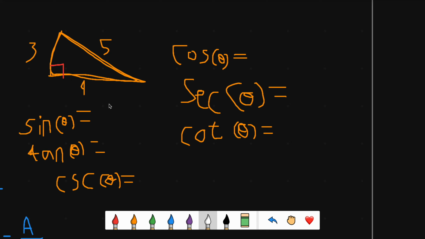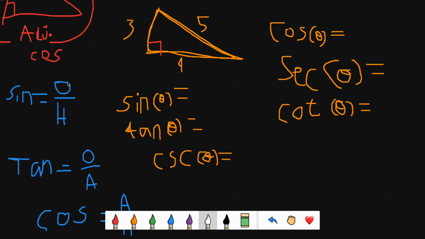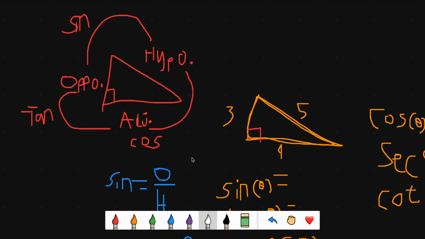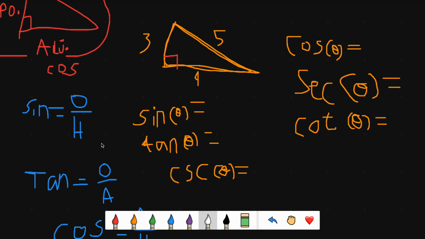So let's find it. In this example, sine is the opposite over the hypotenuse. 5 is the hypotenuse and 3 is the opposite. So how do you find that? It's 3/5. That's sine, because it's the opposite over the hypotenuse.